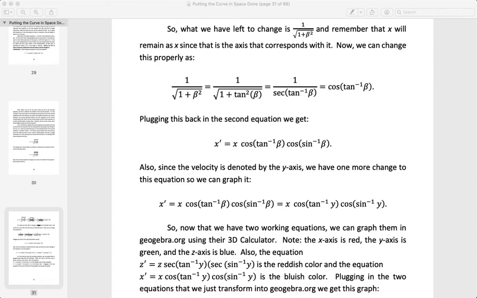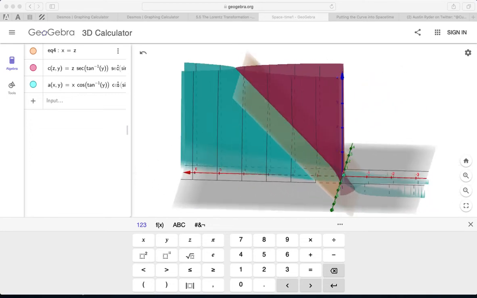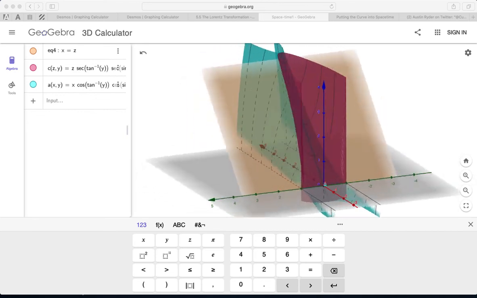So graphing this in GeoGebra.org using the 3D calculator, we will get this. This first view is a 2D representation of these equations in the xz plane, and it shows us the line of v equals c from our example. But I would like to point out that this line is really a plane that can be represented by x equals z. Now this is a 3D representation of both of these equations. Does it represent the Lorentz transformation in space-time?